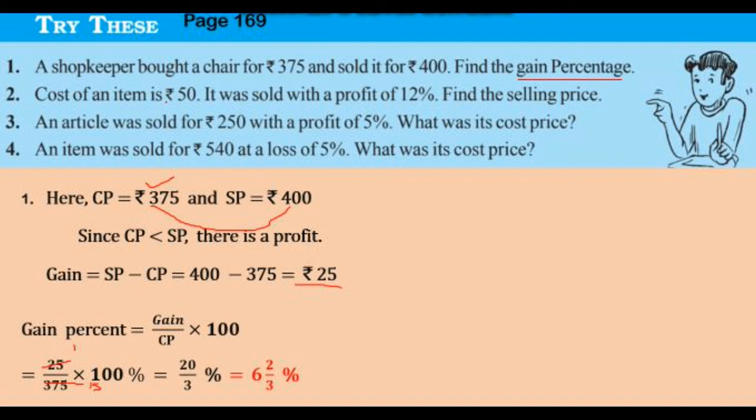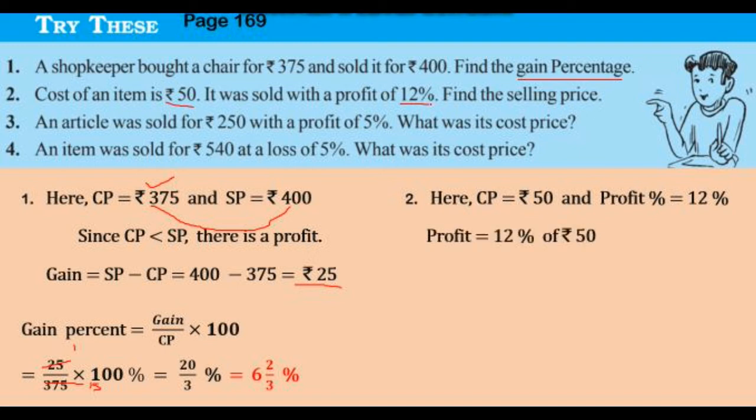Question number 2. Cost of an item is rupees 50. So CP becomes rupees 50. Profit percent is given as 12%. Find the selling price. So here CP and profit percent are given. So find out what is the profit. That means we have to find profit in rupees. So profit is equal to 12% of rupees 50. That is, profit and loss is always based on cost price. So out of rupees 50.